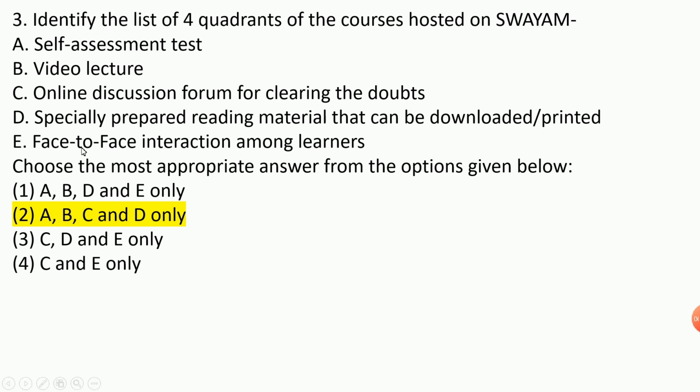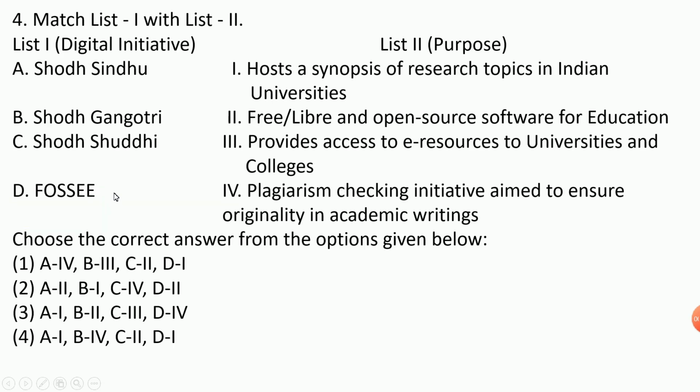See here, as I said, face to face interaction among learners is not available online. That is the offline method. So Swayam is online. So E is omitted. You see the options. Other than the second option, all the three options are having E. So obviously, only the second option is the right answer. That's all. You need not go through everything. So that's how you guys please train up your mind. Next question, match the following.